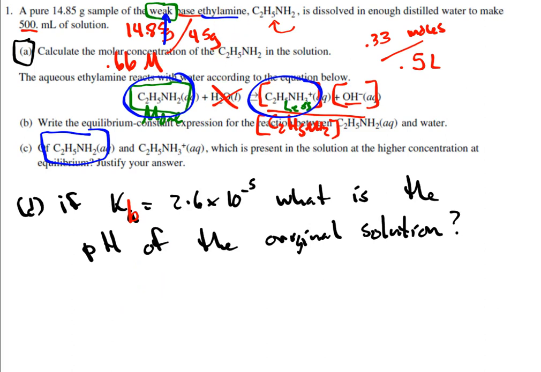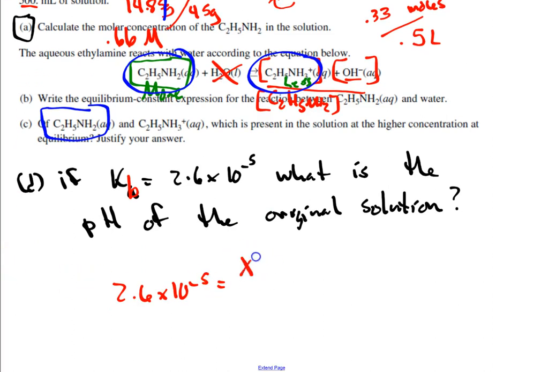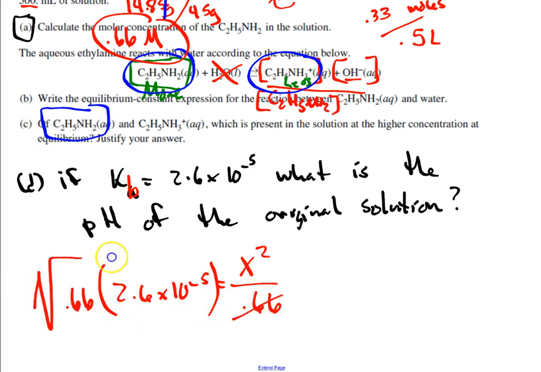We just haven't done a base yet, but we can do it. If Kb equals 2.6 times 10 to the negative fifth, what is the pH of the original solution? We're going to do the same math. 2.6 times 10 to the negative 5 equals x squared over initial. The initial is the answer we got up here, 0.66. So to solve math-wise, I take 0.66 over, then multiply, and then I square root that product.